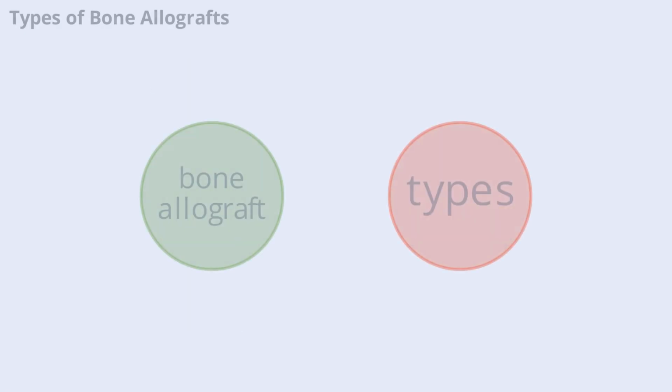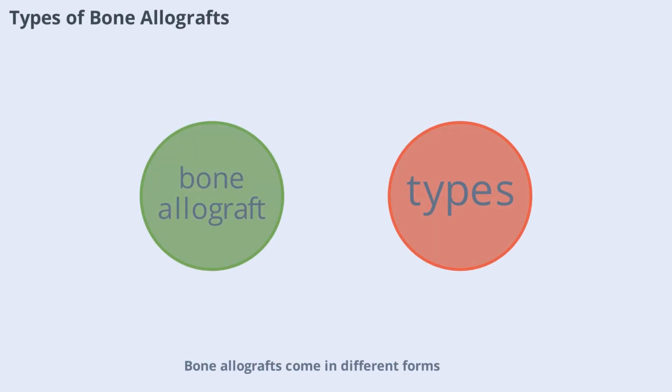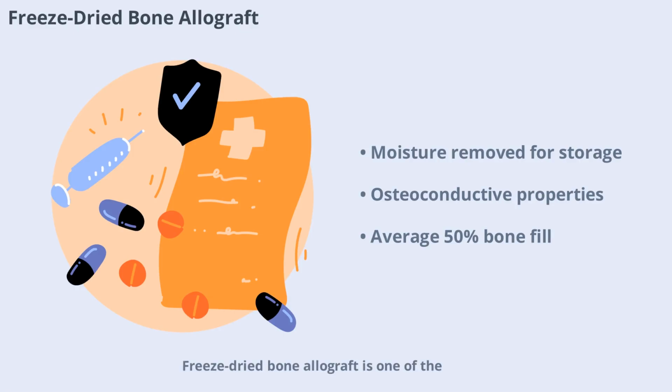Bone allografts come in different forms, each with unique properties and uses. The two main types are freeze-dried bone allografts and demineralized freeze-dried bone allografts. Each type is processed differently to enhance its effectiveness and safety for transplantation. Understanding the differences between these types helps surgeons choose the best option for each patient's needs. In the next scenes, we'll take a closer look at each type, exploring how they're made and what makes them special.